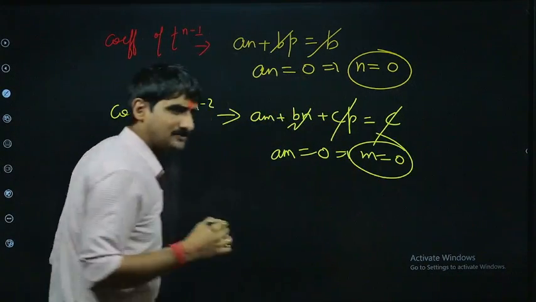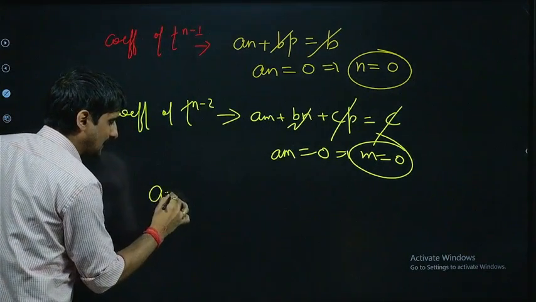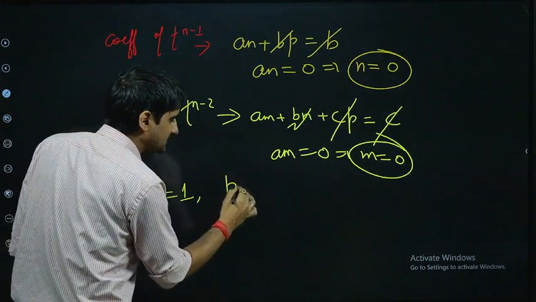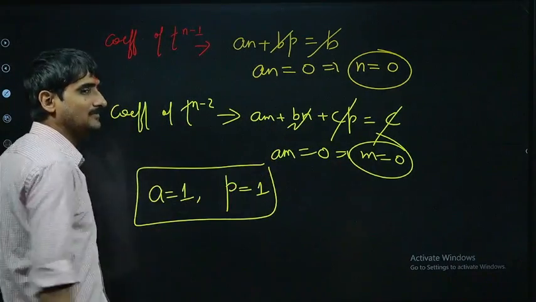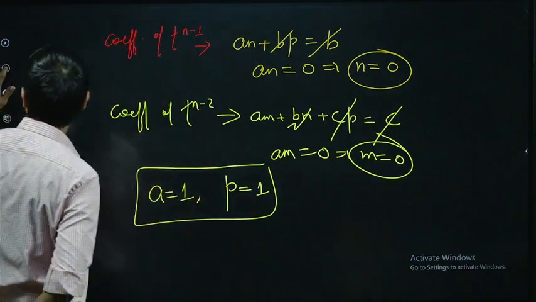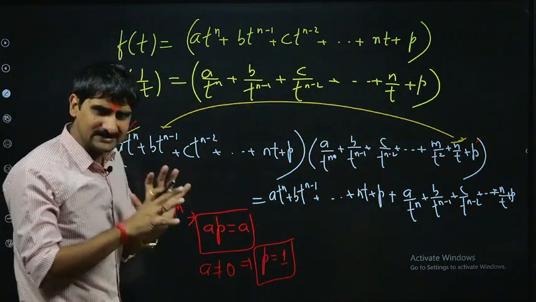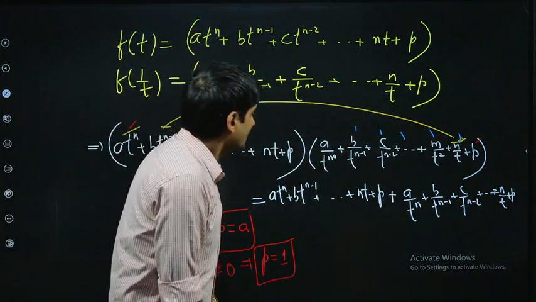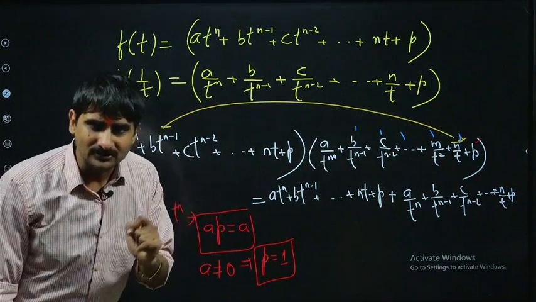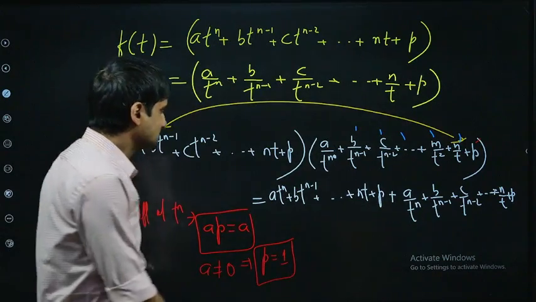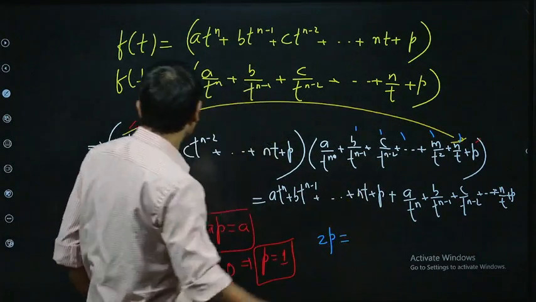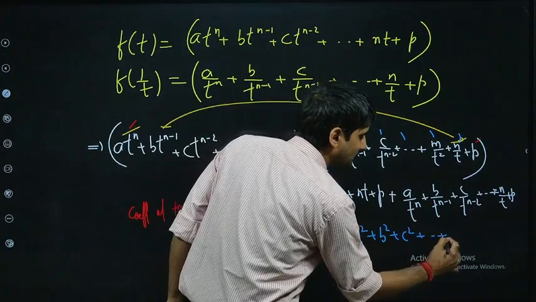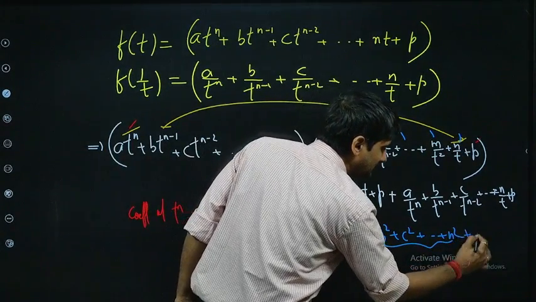Now following that pattern, we will conclude that a is 1 and p is also 1. You may ask how we are claiming that a is 1. It is certain that n, m, c, b will all get 0 one by one. Now what remains is, if I collect the constant term, it's 2p on the RHS, and on the LHS it's a square plus b square plus c square and so on up to n square, since they are all 0, plus p square.